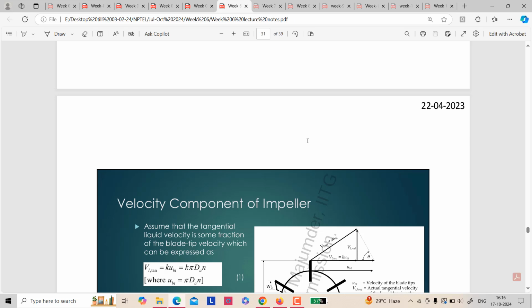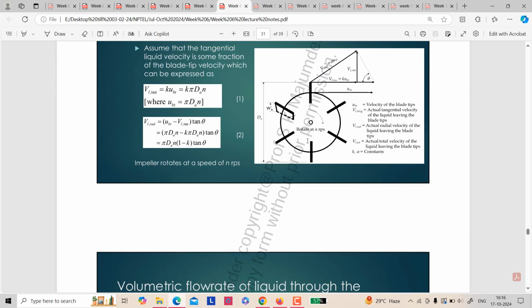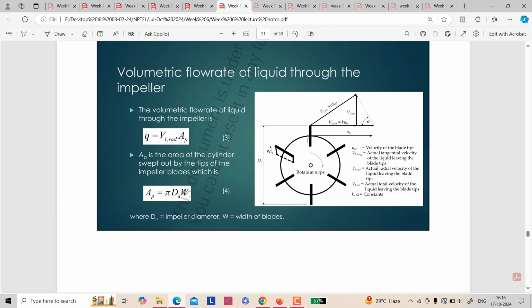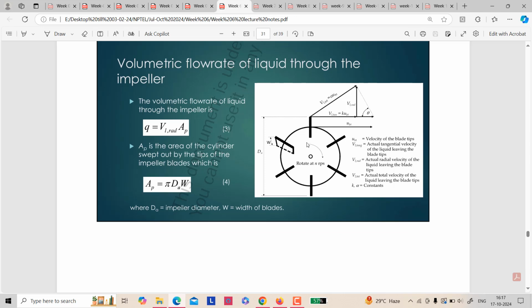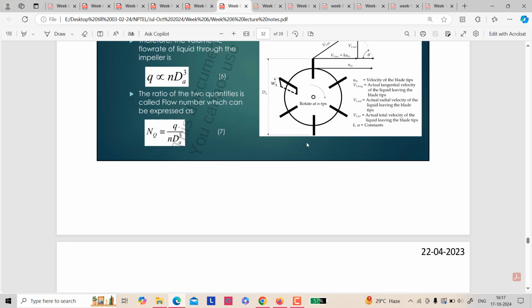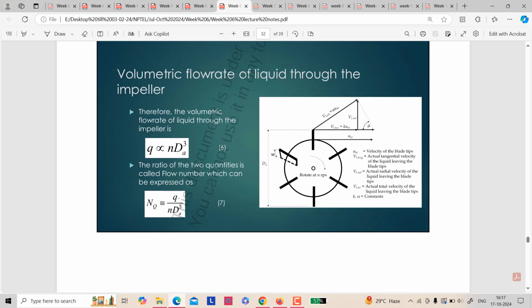Next is the volumetric flow rate of the fluid through the impeller. So they are trying to calculate the volumetric flow rate of the liquid flowing through the impeller. Okay. So finally, what is written is that the volumetric flow rate of liquid through the impeller is proportional to the cube of the impeller diameter, right?